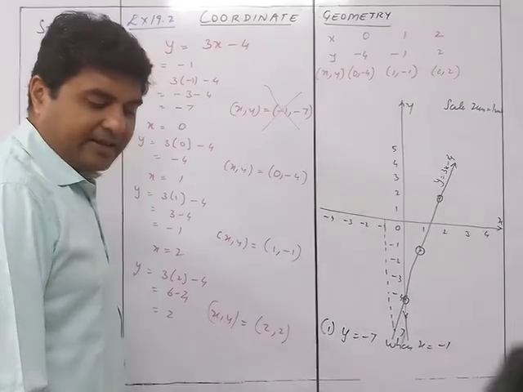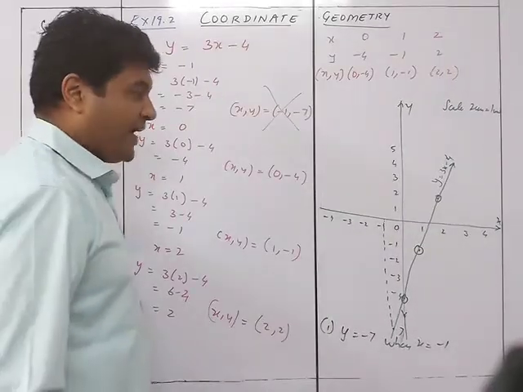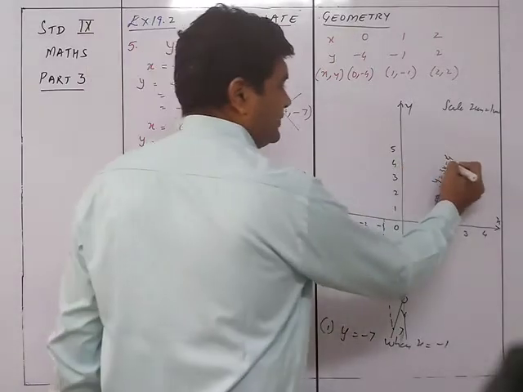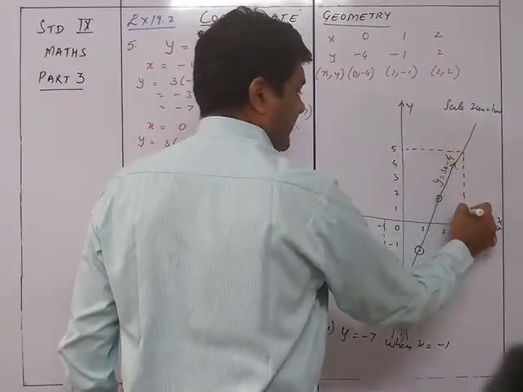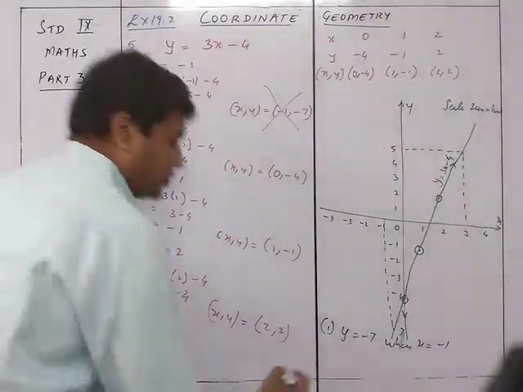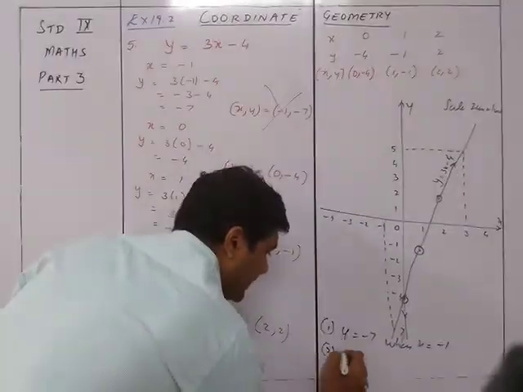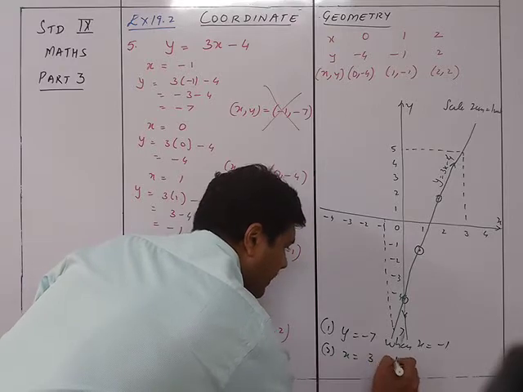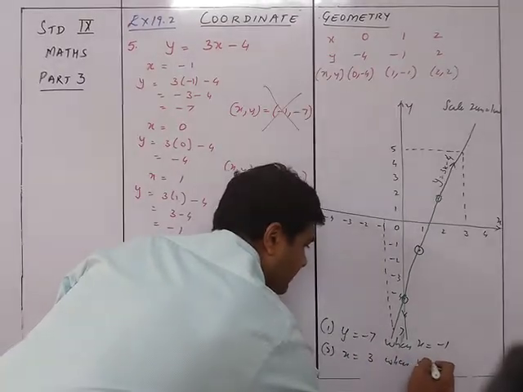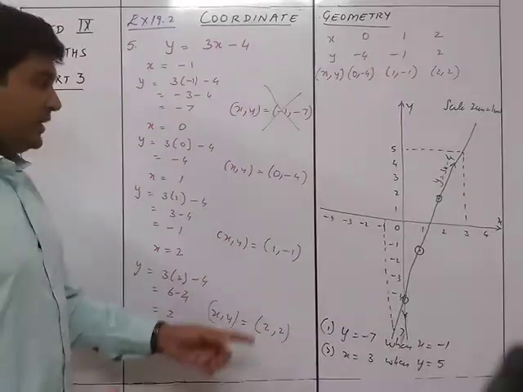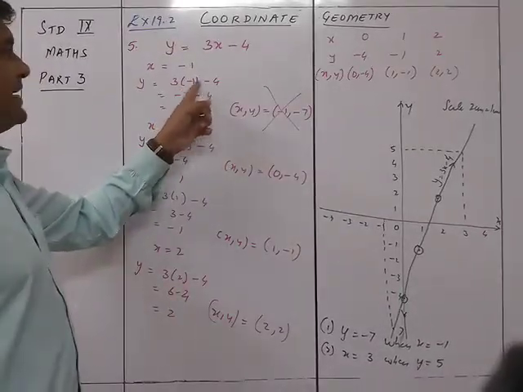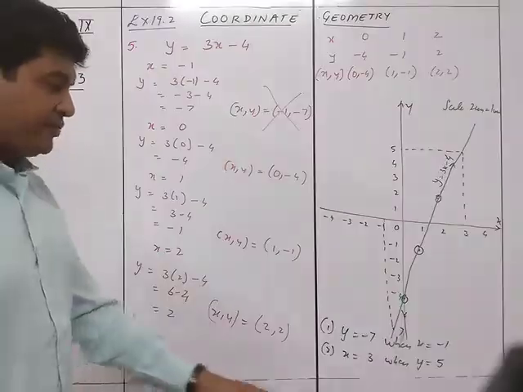Okay. And second is, what is the value of x when y is equal to 5? So when y is equal to 5, we'll just extend this further, and we are plotting this point over here and just checking. So we'll say the second one is x is equals to 3 when y is equals to 5. Now you can easily check also, if we put 3, then 3 threes are 9, 9 minus 4 will be 5. So yeah, it is 5.